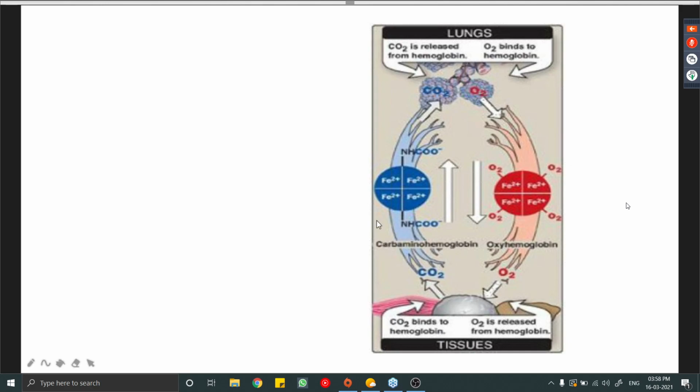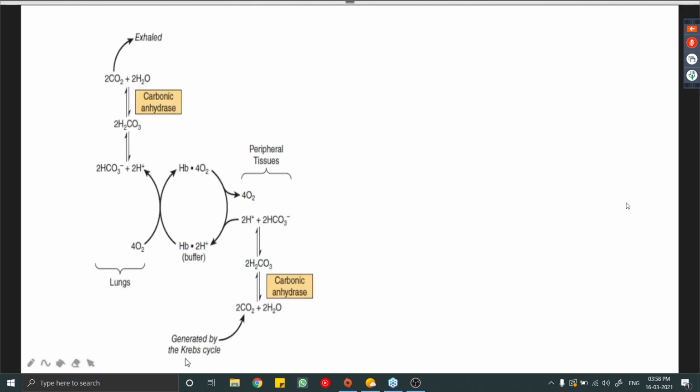This is your carbaminohemoglobin. Carbon dioxide binds to the NH moiety in the form of a carbamino group. 23% of carbon dioxide is bound to hemoglobin in this form. The rest I have told you in the chloride shift, how it is carried in the bicarbonate form. It is carried to the lungs. Here in the lung, carbon dioxide gets expelled from the hemoglobin during expiration, and this is the whole cycle.